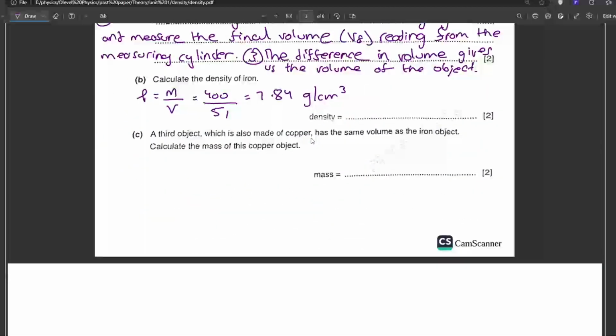A third object, which is also made of copper. That means it will have the same density as copper, and it has the same volume as the iron object. Calculate the mass of this copper object. We have to calculate the mass.